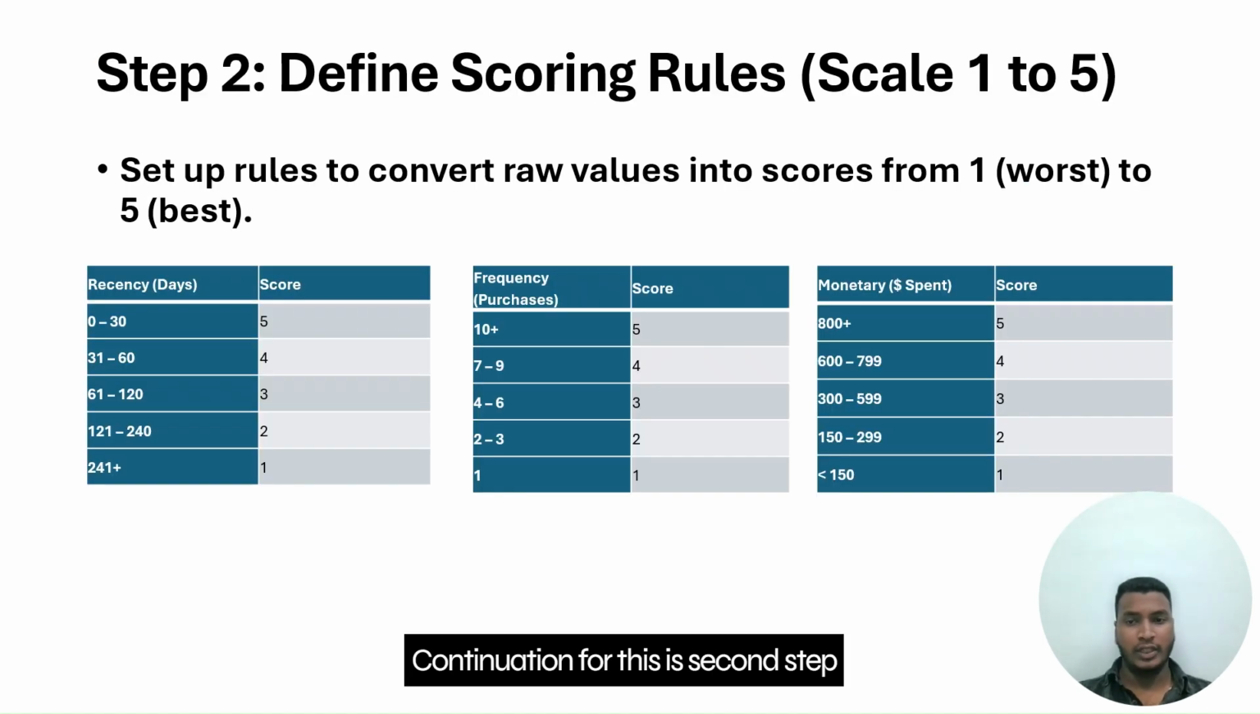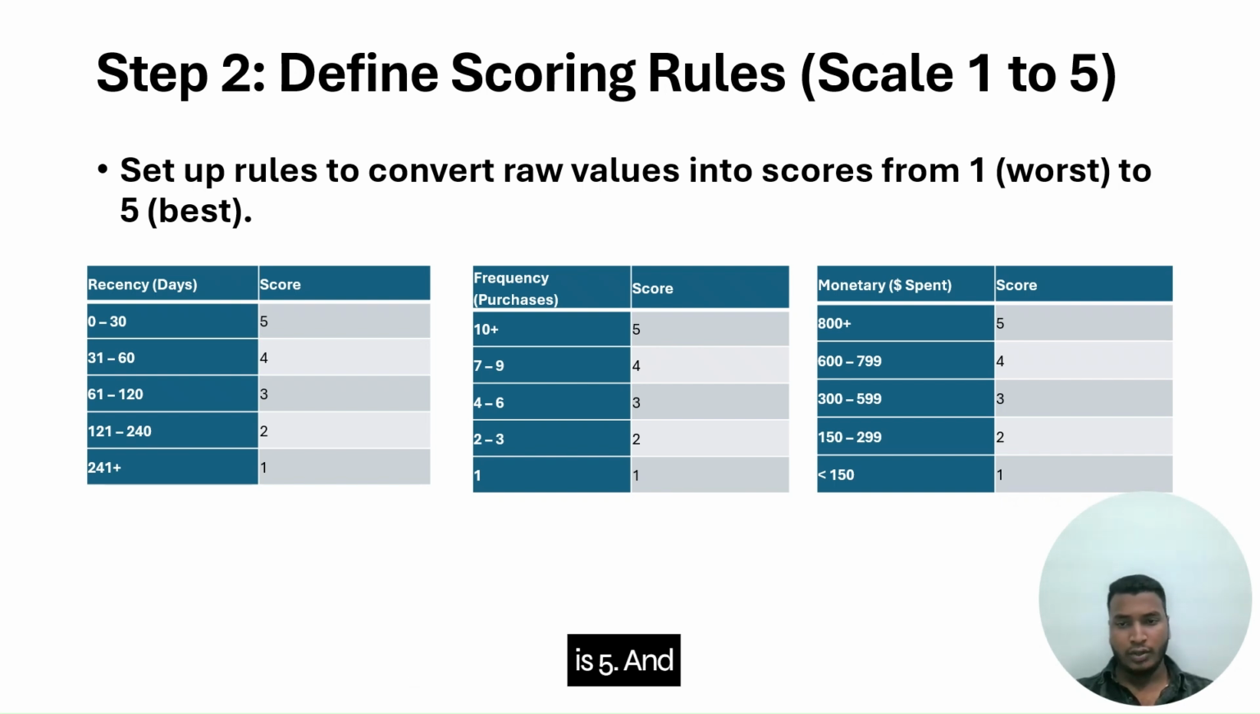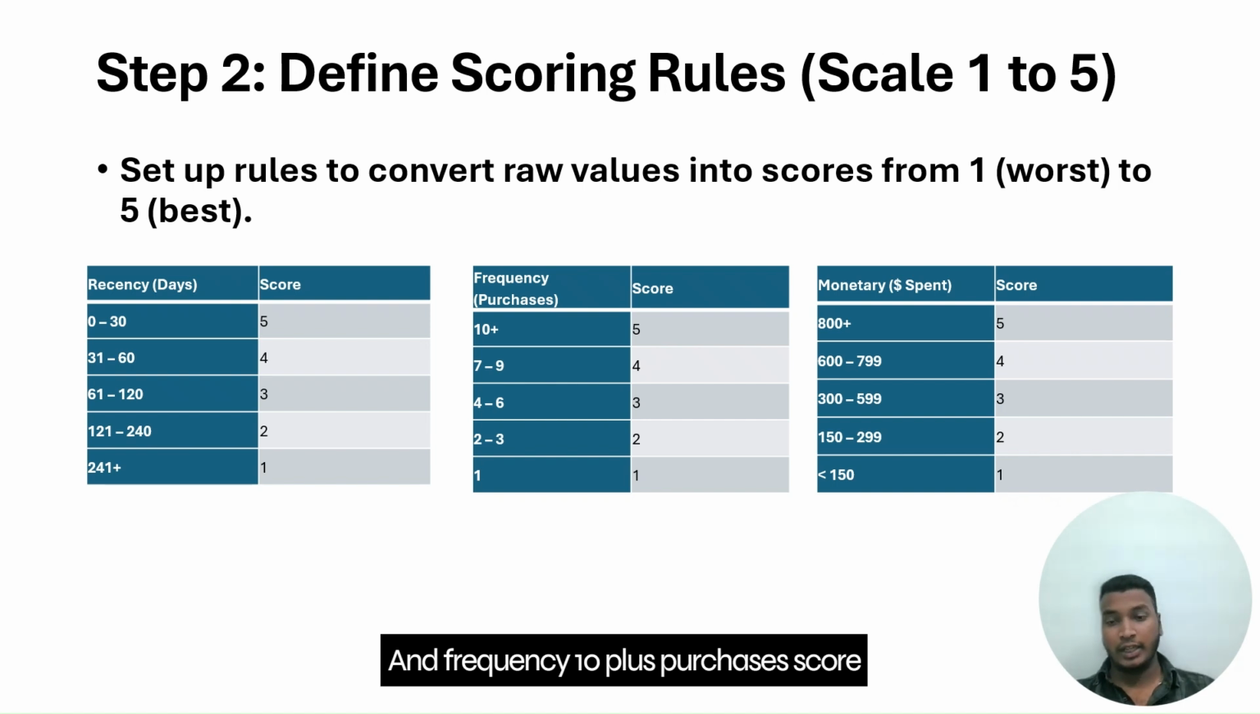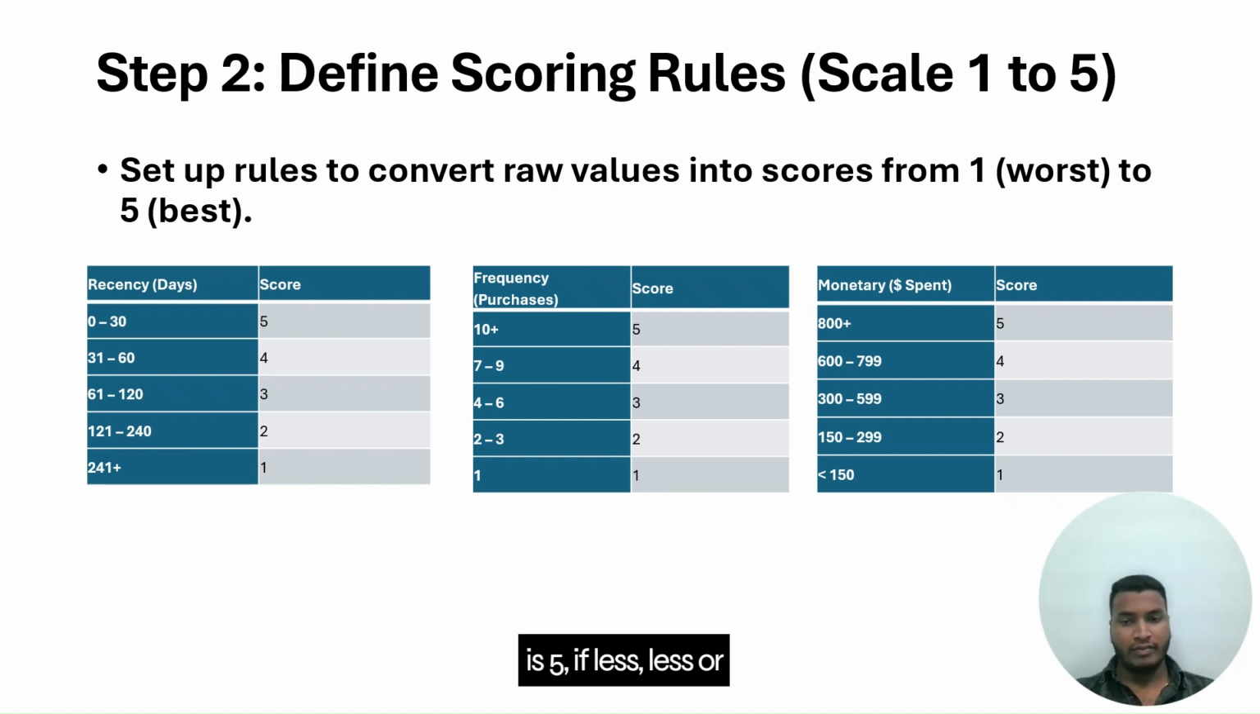Continuing with the second step, defining and creating score rules from scale 1 to 5. Set up rules to convert raw values into scores from 1 (worst) to 5 (best). For recency, 0 to 30 days, the score is 5, and 241 plus days, the score is 1. For frequency, 10 plus purchases, the score is 5, and less than or equal to 1, the score is 1. For monetary, more than $800 of spend is 5, and less than or equal to $150 is 1.